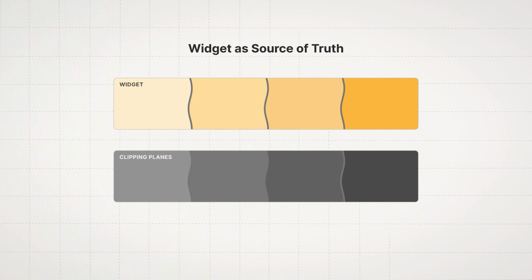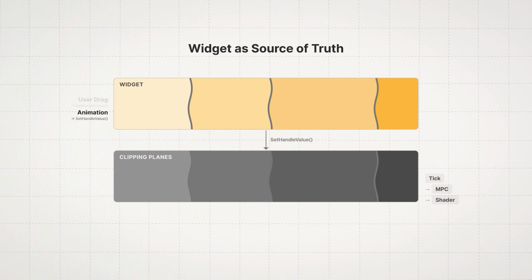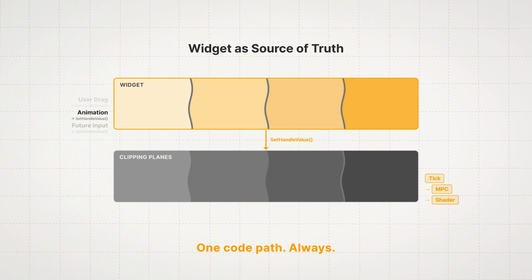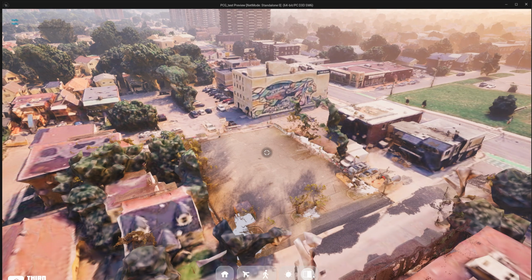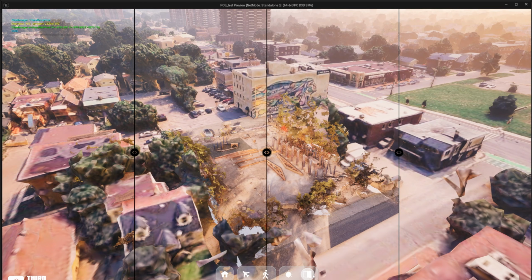Now, the architecture was the interesting part. The animation shouldn't move the clipping planes directly, as you can see here. It should drive the widget. This is the same widget that the user drags, and the tick loop just reads from the widget every frame, same as always. It has no idea whether a human is dragging it or an animation is running. One code path, making it easier for future iterations. Adding a quick visibility toggle to these slider handles makes this feel much more complete.